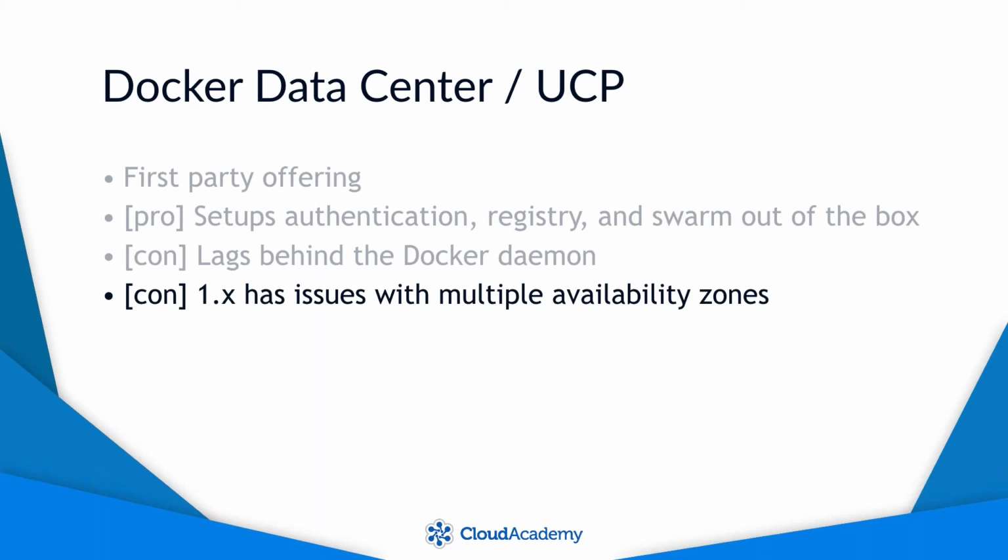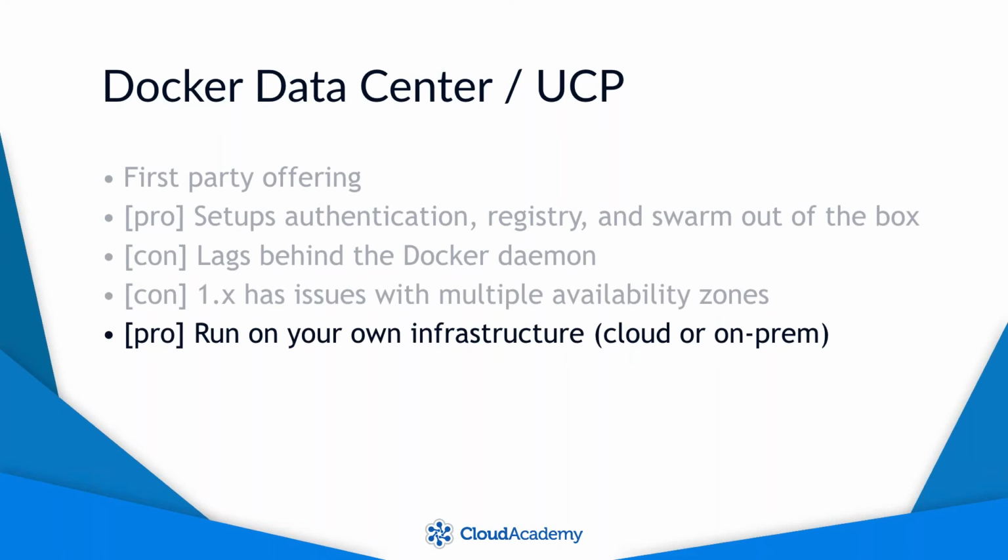Also, based off of my testing, the 1.x branch has issues with multiple availability zones. So if you're trying to create a highly available infrastructure, say running in multiple availability zones, you may hit problems here. The Docker team is aware of this and has planned fixes for version 2. So something to keep a lookout for until version 2 comes along.